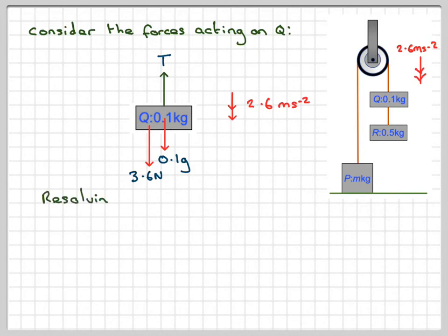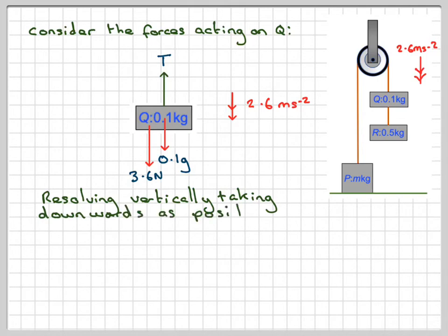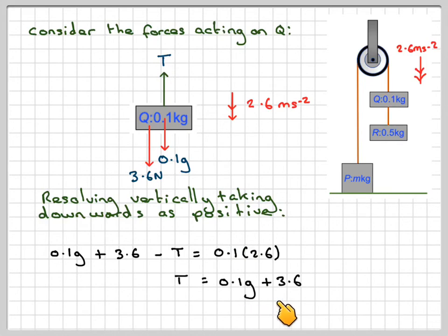So resolving vertically, again taking downwards as positive, we're going to have 0.1 g plus 3.6 minus T, because it's going in the opposite direction, is mass times acceleration, so it's 0.1 times 2.6, using Newton's second law. From that we can find T. T will be 0.1 g plus 3.6 minus 0.26, which is 0.1 times 2.6, and that gives me a tension of 4.32 newtons.